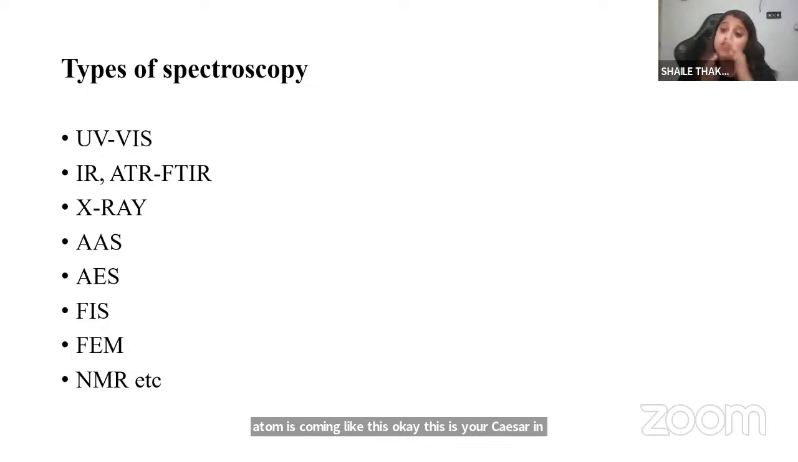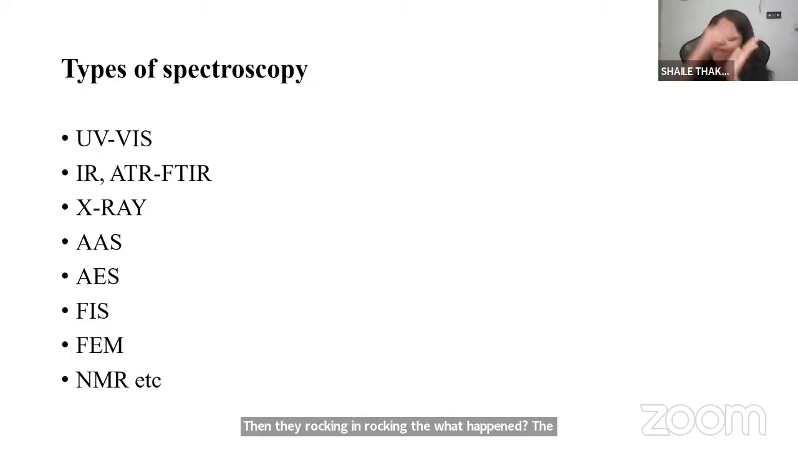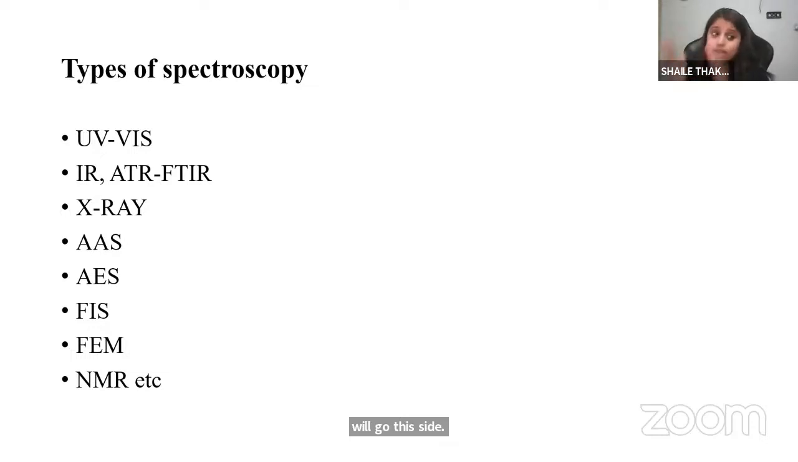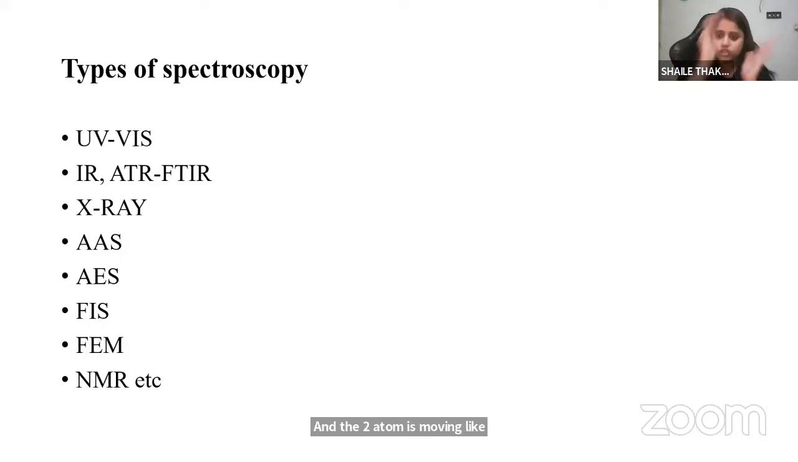Then the rocking. In rocking, what happened? The bending takes place again in the same direction. In scissoring, it takes place in the opposite direction. I'm so sorry. What happened? One atom will go this side, another atom will go this side. So this is basically the opposite direction. When we are talking about rocking, the central atom is of course remaining fixed in everything, and the two atoms are moving like this, okay, in one direction.